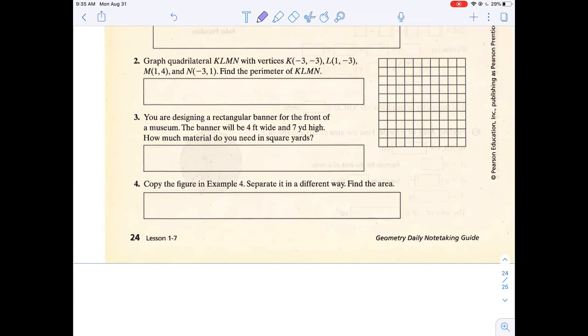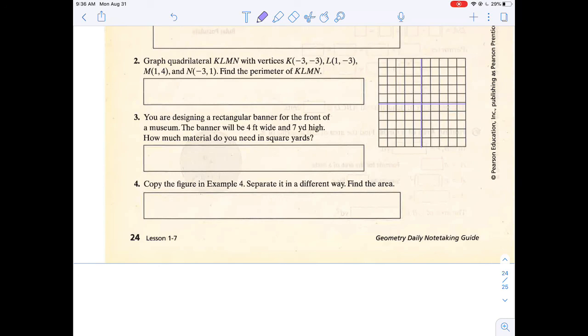Alright, then number 2, you're going to graph the quadrilateral and find the perimeter. You will have to draw your own coordinate plane here. I just split mine into 4, like evenly, so I found the middle. Oops, that wasn't quite right. Let's try that again. Found the middle, and I made this my axis, and it worked out pretty well. Then you can graph your points and find your distances.